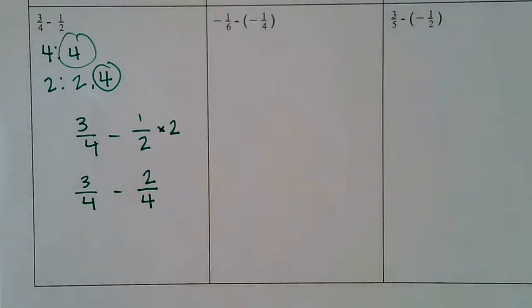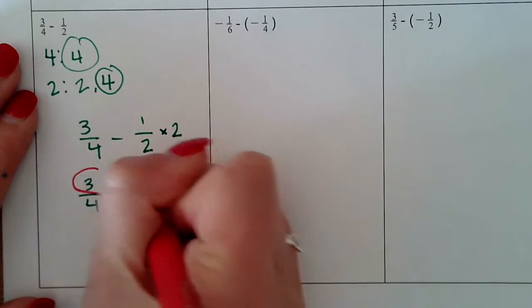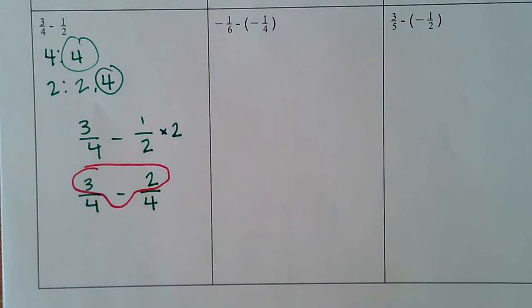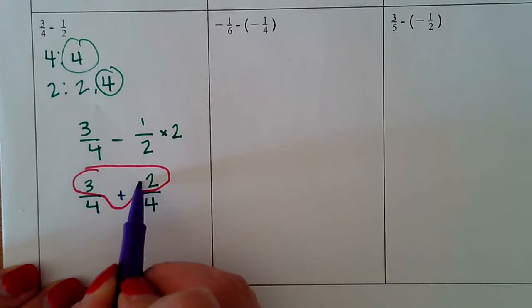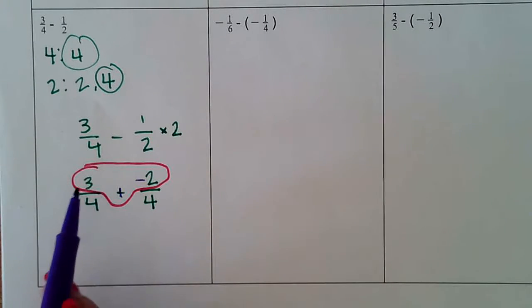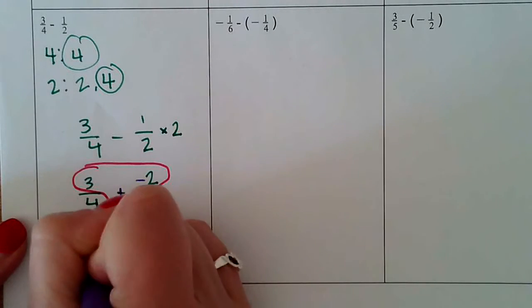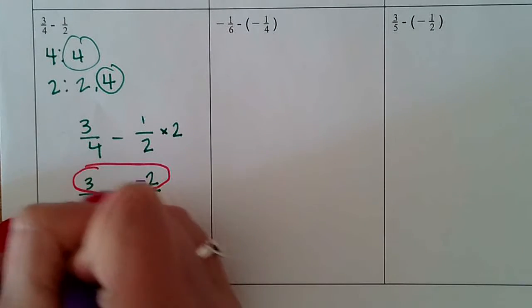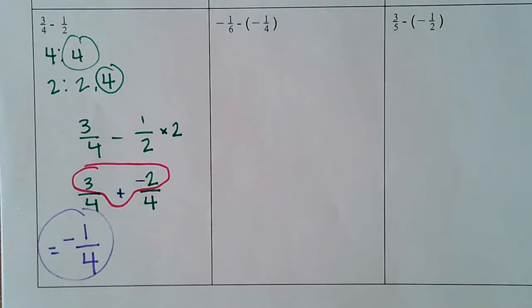All right, now I have the same denominators, so I focus on my numerators, and I add the opposite. So I turn this into addition, and the opposite of +2 is -2. 3 plus -2 is -1. My denominator stays the same. My answer here is -1/4.